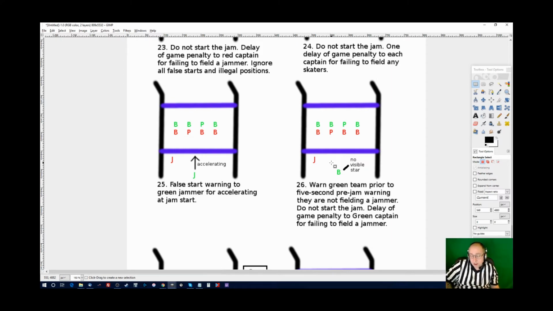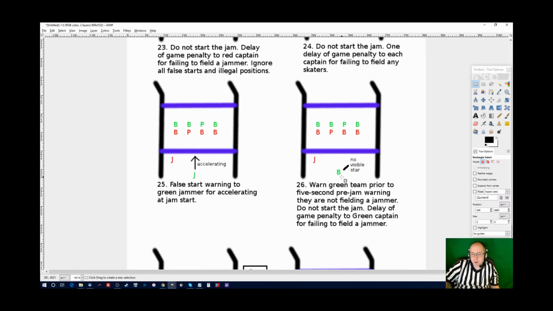But if they don't have any kind of helmet cover, maybe it's stuffed down their pants or something like that, then you warn them between jams. Green team, you have no jammer. If they still don't fix it, do not start the jam because they have a blocker behind there. They don't have a jammer. They did not field a jammer, so we're not going to give the illegal position penalty to the blocker, but we are going to give a delay of game penalty to the captain because they did not field a jammer.